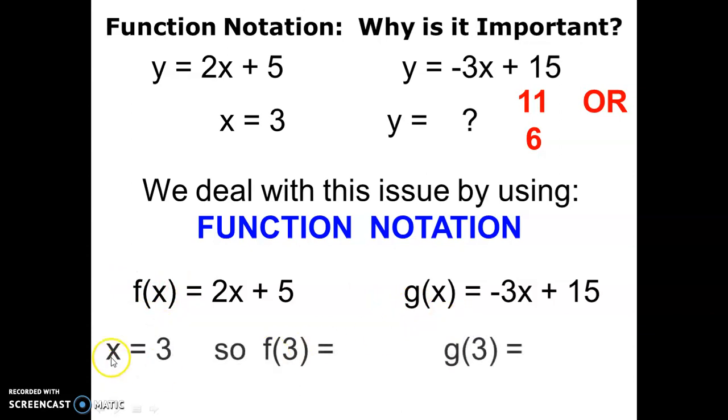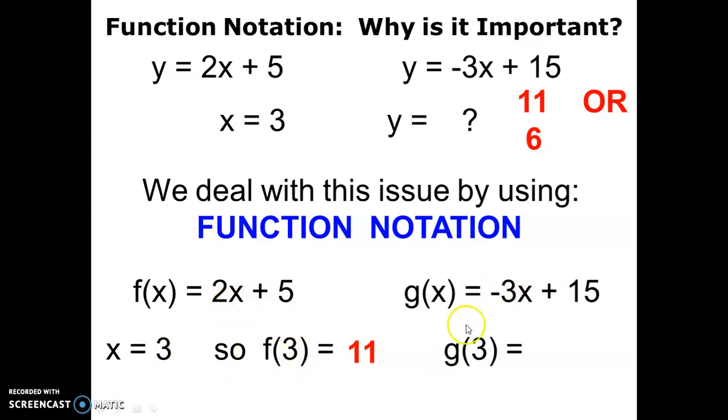So now, instead of saying x equals 3, we can say f of 3. That means into this function, we put an input of 3. So that x is replaced with a 3. Again, that means into this function, put an input of 3. So if you see that, you know your answer must be 11, because it tells you clearly that that x value of 3 is going into this function.